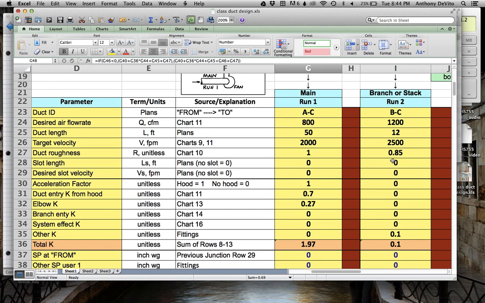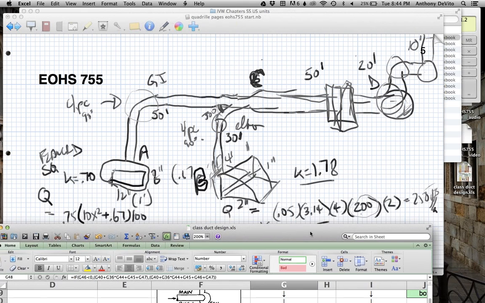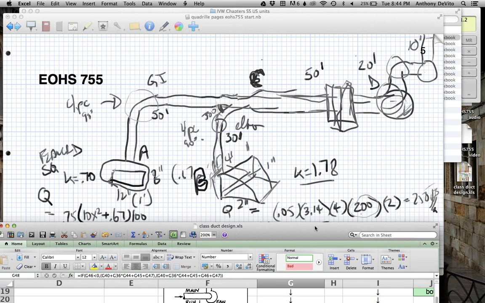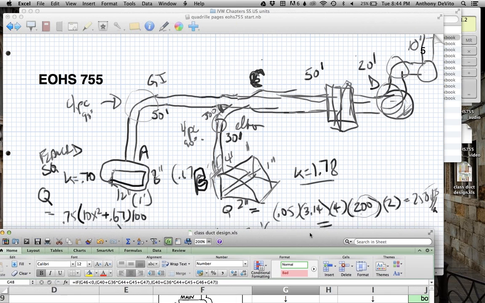Okay, so now I'm going to do the second run of duct work, the second hood. The second hood goes from B to C. Let's remind ourselves what we got there. It's got a K value of 1.78. We need to pull 250 cubic feet per minute of air through it in order for it to work.